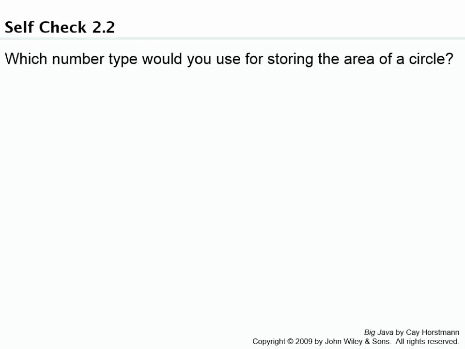So what number type would you use for storing the area of a circle? My son was actually doing this last night on his programming assignment over at Tigard High School, and trying to figure out how to store this. So what do you think? Should it be a string? Should it be a double or an integer? What would be a good data type for the area of a circle?